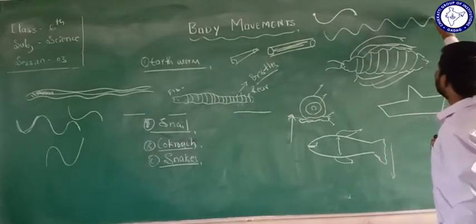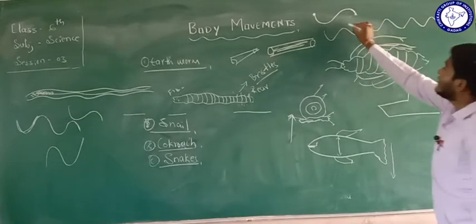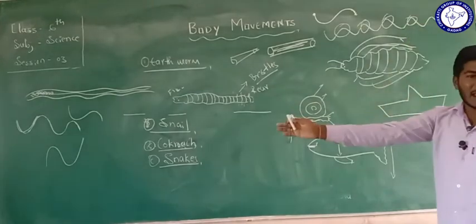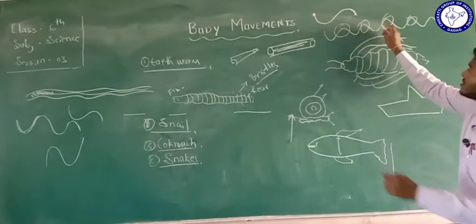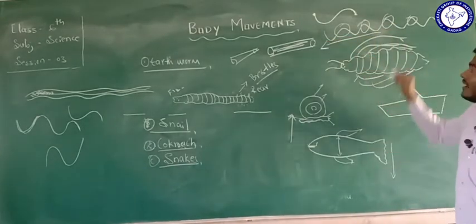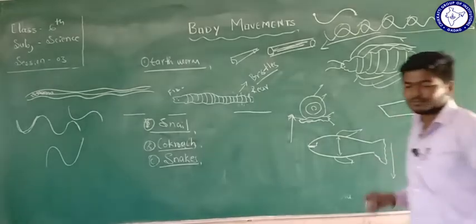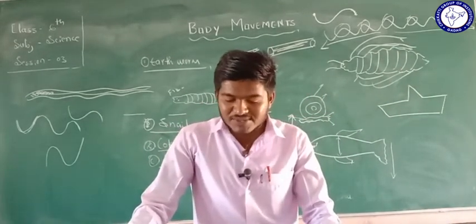The snake will move just like this, isn't it? In every loop, it pushes the land in a backward direction and the body will move in the front direction. It pushes in the backward direction and it moves in the front direction. Is it clear?